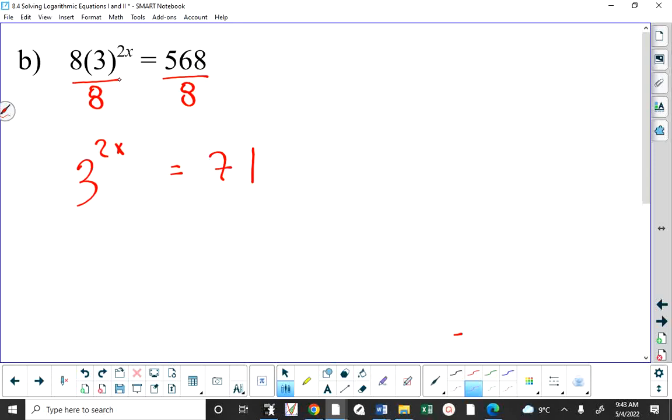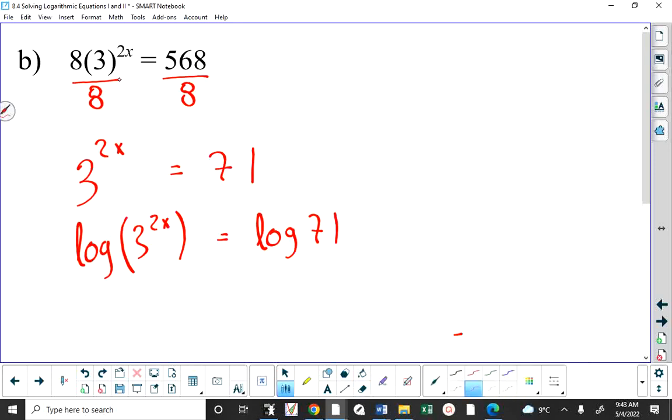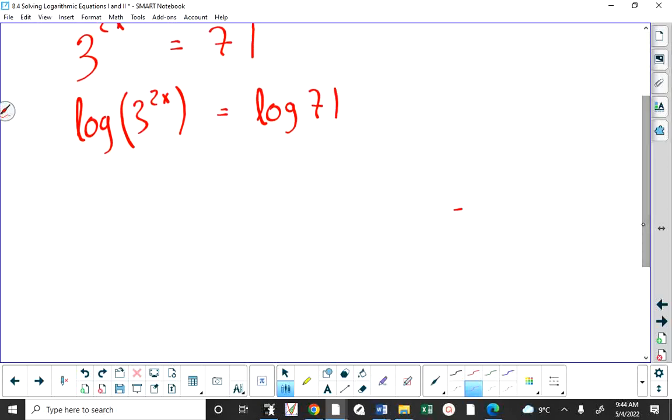And this is just a thin slice more complicated than where we started with 1a. Because it's not just raised to the x, it's raised to the 2x. But we can still take the logarithm. It's always the base 10 logarithm. Doesn't have to be, but it's what I would recommend. Log of 3 to the 2x equals log of 71. So now I can move that 2x in front and write 2x log 3 equals log 71.